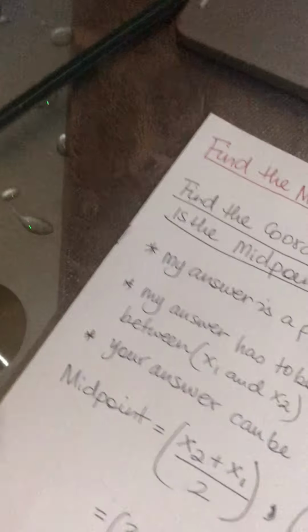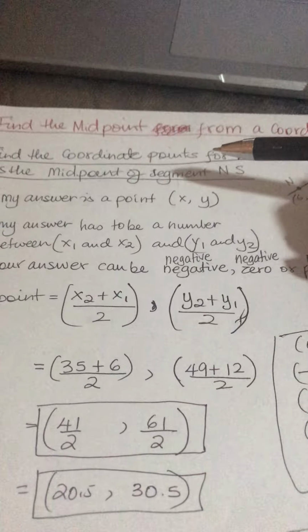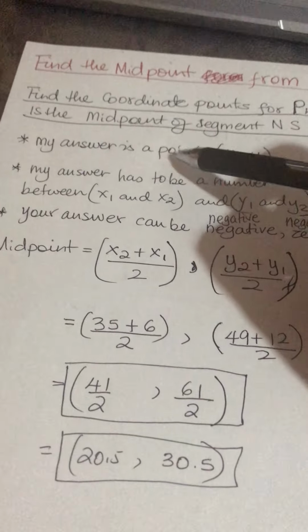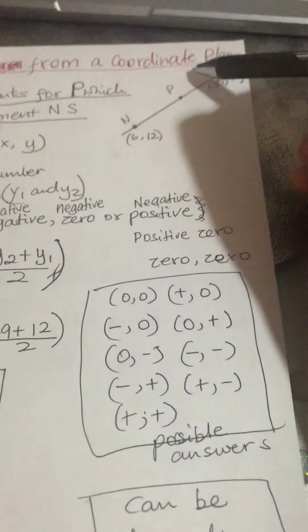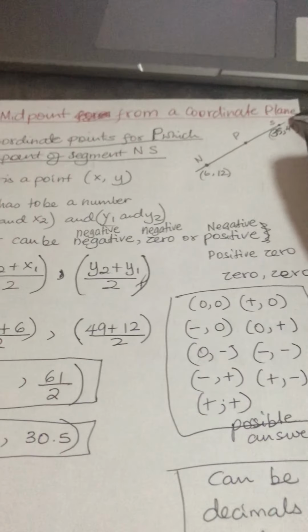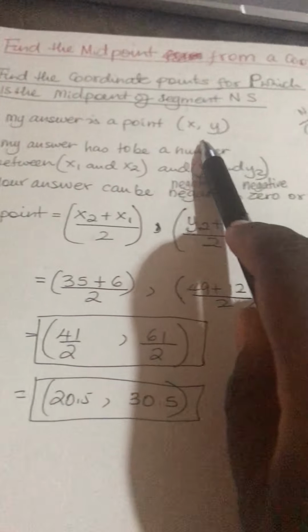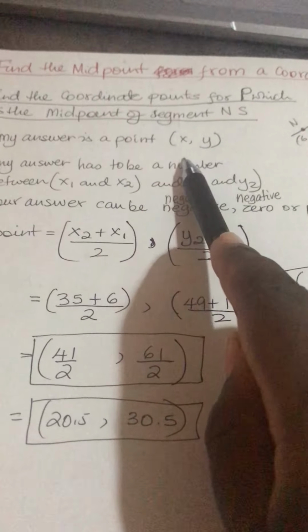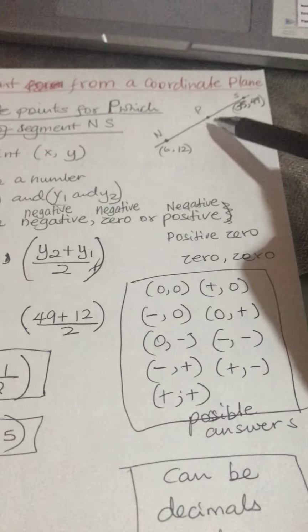Now we need to find the midpoint. Okay? That's what we need to do, finding the midpoint. So we have said the answer is a point. That means your answer has to have x and y. So this we are doing for a coordinate plane. I will do for a number line. So here we are finding midpoint from a coordinate plane. So when you're finding the midpoint from a coordinate plane, you have to remember your answer is a point because it is on the line and it is on a coordinate plane. So you need x and y.